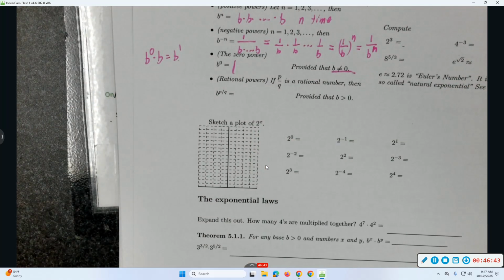Provided that b isn't 0. I will forbid you from ever talking about 0 to the power 0. It is not something that is defined. You can try to figure out definitions, but depending on how you work out what you want it to be, really you can argue that it should be anything. Which is why we just don't talk about it.